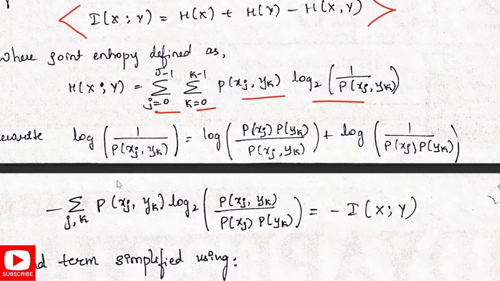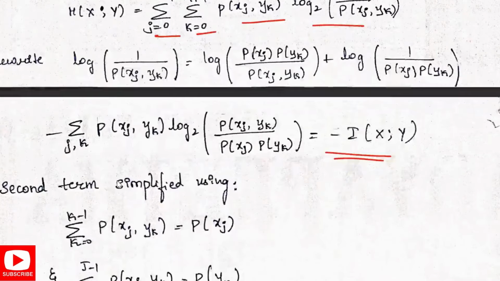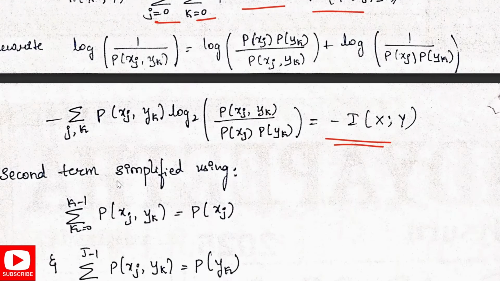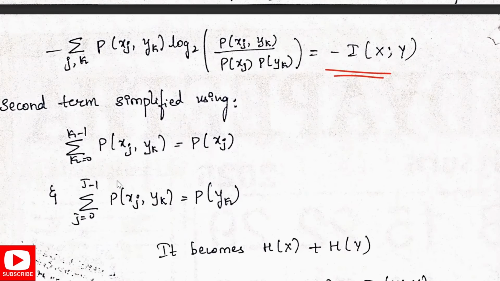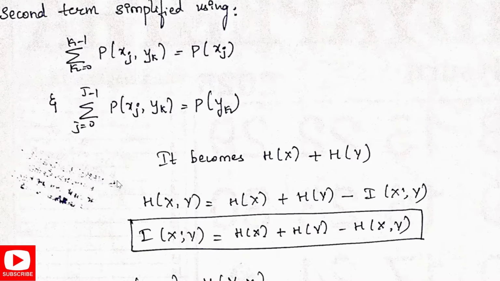Now I will send this summation to the left side, and I'll write it as log 2 of p of xj comma yk divided by p of xj into p of yk, which is equal to minus I of x comma y. So the second term is simplified using this formula and this formula, that is with the k limit and j limit. So hence it becomes H of x plus H of y. So H of x comma y is equal to H of x plus H of y minus I of x comma y.